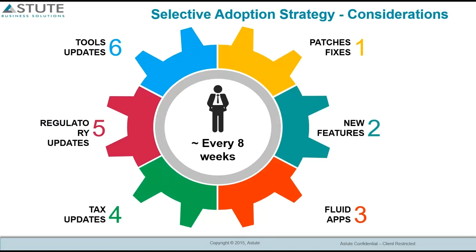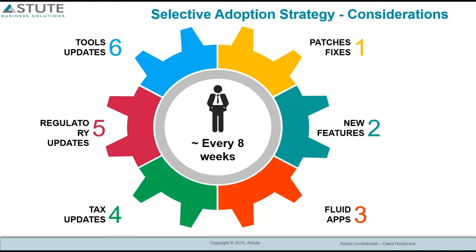It's going to contain patches and fixes, new features, fluid applications, tax updates, the regulatory updates, and everything else bundled into a PUM image. So now it's important to understand that you're not going to go to a different place to get a bundle or a fix, a different place to download a new feature, a different place to download PeopleTools patches, or a different place to download tax updates. Everything is part of PUM now.